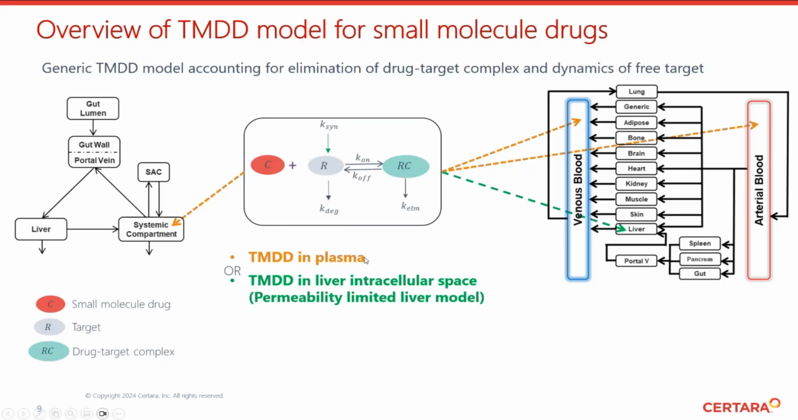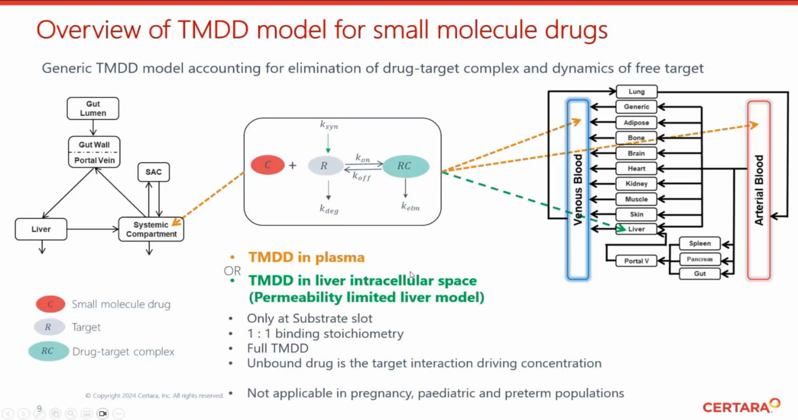When the target is in plasma, we can model TMDD in the minimal PBPK model or the full PBPK model. And when the TMDD is in the liver intracellular space, the permeability limited liver model should be activated. The TMDD model for small molecules is available at the substrate slot only, and the full TMDD model is implemented. In version 24, this model is not applicable in pregnancy, pediatric, and preterm populations, and the animal simulator.